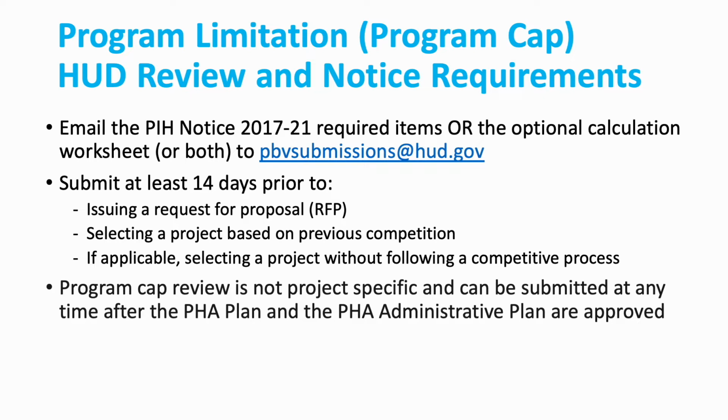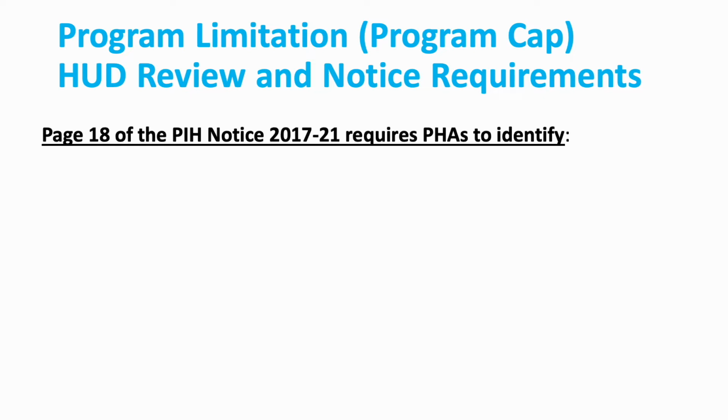HUD also wants to make sure that they understand any impacts on your funding, since PBV units can have different per-unit cost over time than other types of units. If you choose to submit PBV program cap reviews via a narrative email, there are 5 required data points that must be included in the email.